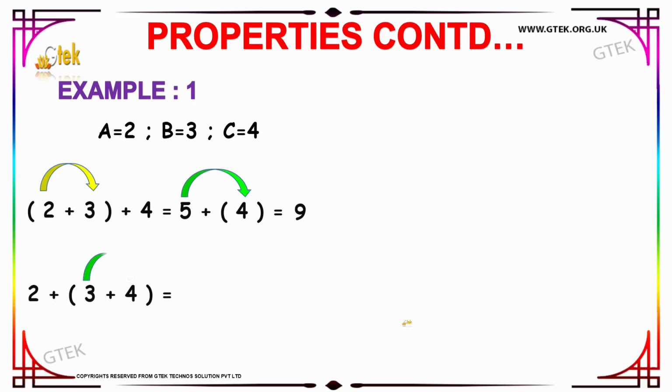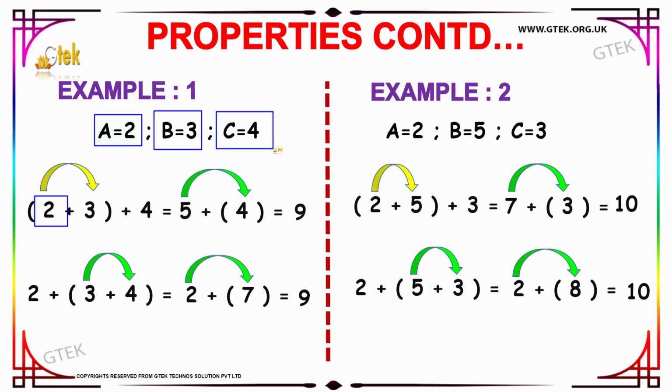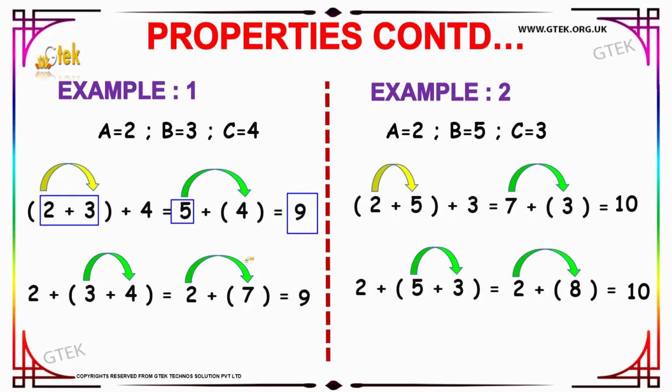Next we have an interesting example to illustrate the associative property. You have the values of A to be 2, B to be 3 and C to be 4. So adding the three numbers, that is 2 plus 3 plus 4, is nothing but 5 plus 4, which is equal to 9. And even if I change the order, 2 plus 3 plus 4, 3 plus 4 is nothing but 7. So adding 2 to 7 you get 9. So we can notice that both the answers are same in spite of changing the order of the numbers.